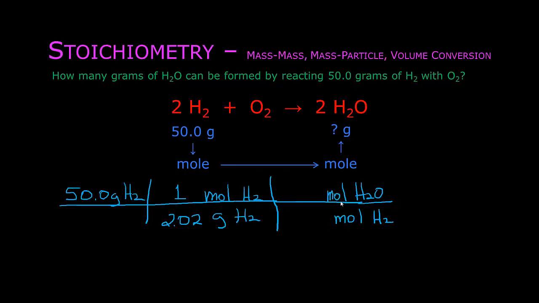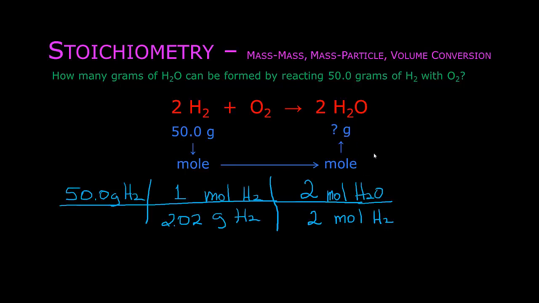Now this is our mole-mole ratio. So we are going to look at our chemical formula to find out what our mole ratio is. We've got moles of water. We look at the coefficient of water, and that's 2 moles of water. Moles of hydrogen, we look at our coefficient of hydrogen, and there's 2 moles of hydrogen.